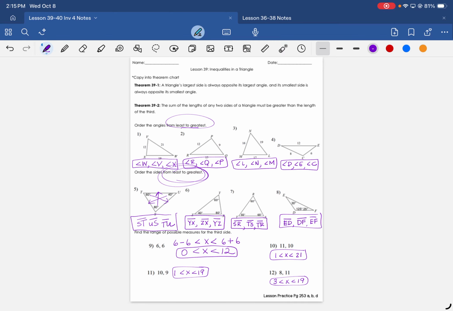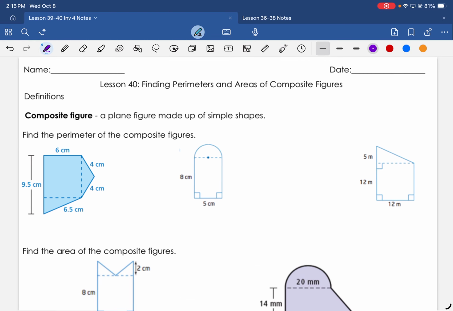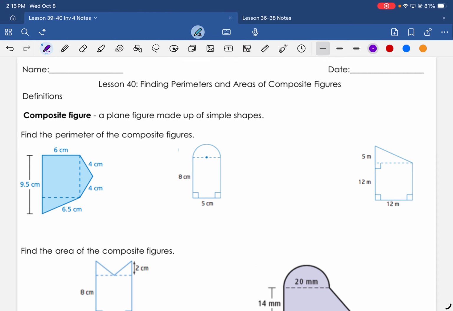Okay, questions before we move on to the next lesson, lesson 40. We're good? All right, lesson 40. This is nothing new to you, because y'all been in Saxon for so long, you've been doing these for at least 2 to 3 years now. It's called finding perimeters and areas of composite figures. Composite figures are just plain figures made up of simple shapes. So they pretty much put different shapes together, more than one kind, to see if you can find the perimeter and the area.